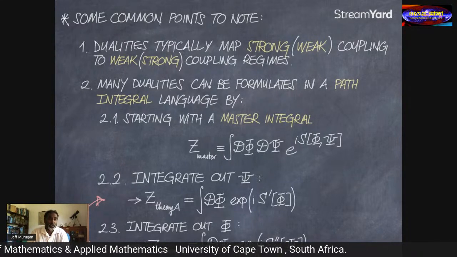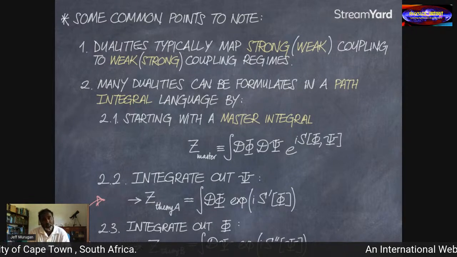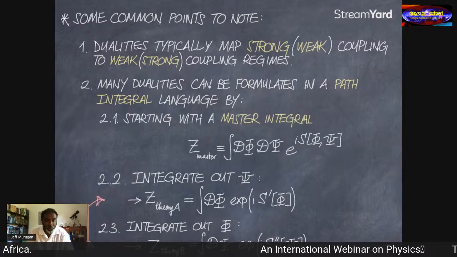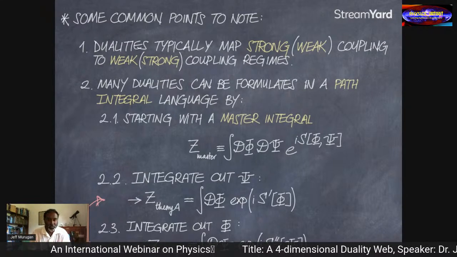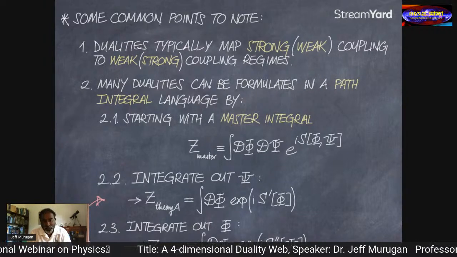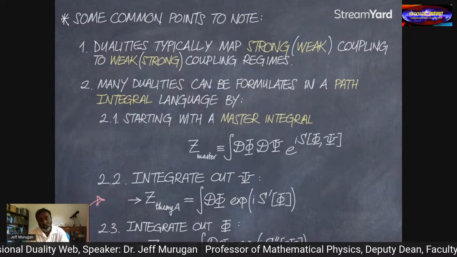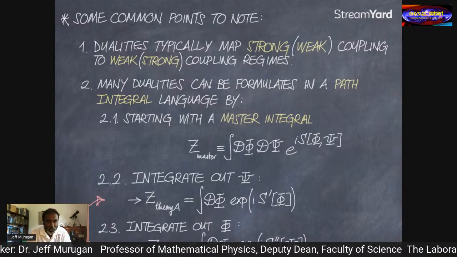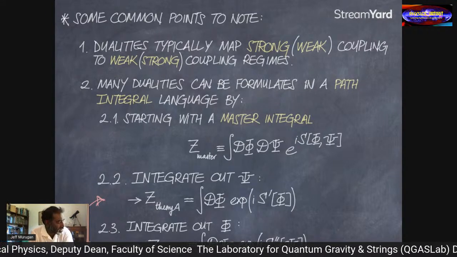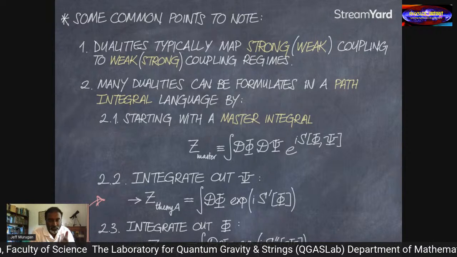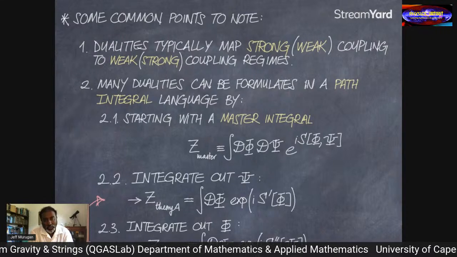The second point I'd like to note is that many of these dualities, not all of them, in particular gauge-gravity duality, we don't know how to do this, but many of these dualities can be formulated in a path integral language. So this says, I start off with some master integral. Let's call it Z master. And I define Z master as the path integral over some set of fields phi and some other set of fields psi, and this integral is weighted by e to the i times the action that contains phi's and psi's. I don't really care what the phi's are and what the psi's are. They're generic labels if you want.